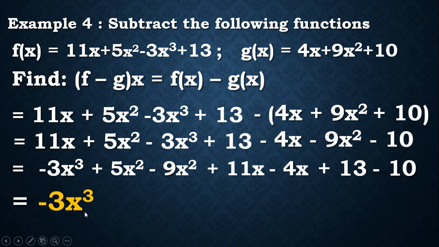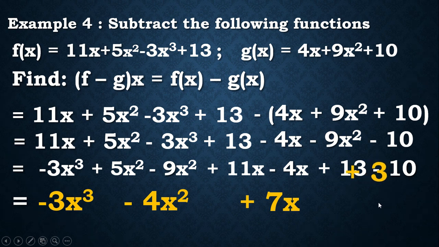So bring down negative 3x cubed, and then we have to add 5x squared minus 9x squared, and that is negative 4x squared. And then 11x minus 4x, 11 minus 4, that is 7, positive 7x. And then 13 minus 10, that is positive 3. Our answer is negative 3x cubed minus 4x squared plus 7x plus 3.